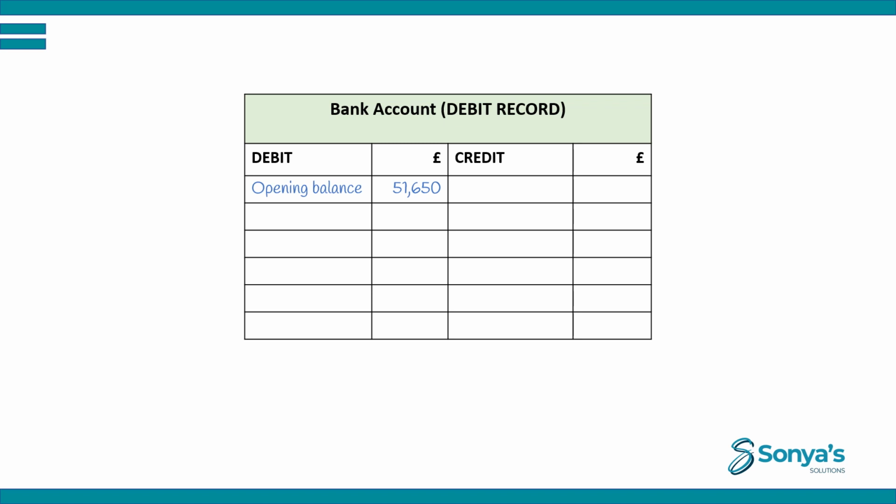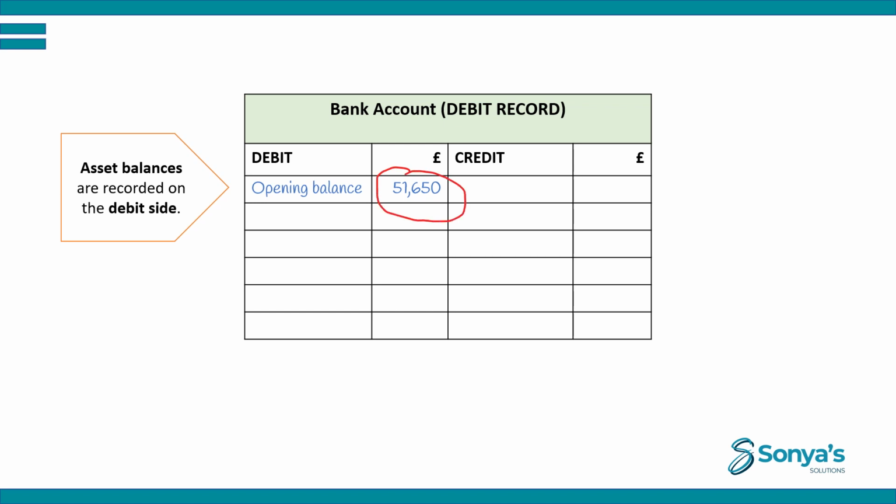The ledger account will be balanced regularly. We've learned that assets are recorded as debits, so any opening balance on the account will be on the debit side. The opening balance here tells us that the business has an asset in the form of cash of £51,650 at the bank. This is the amount that would be recorded in the asset section of the statement of financial position if we were to prepare it now.